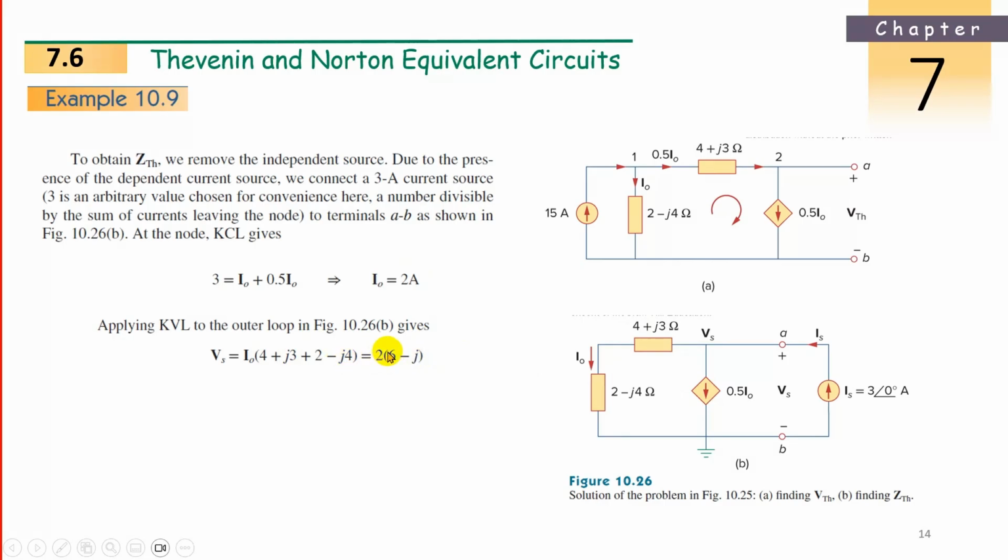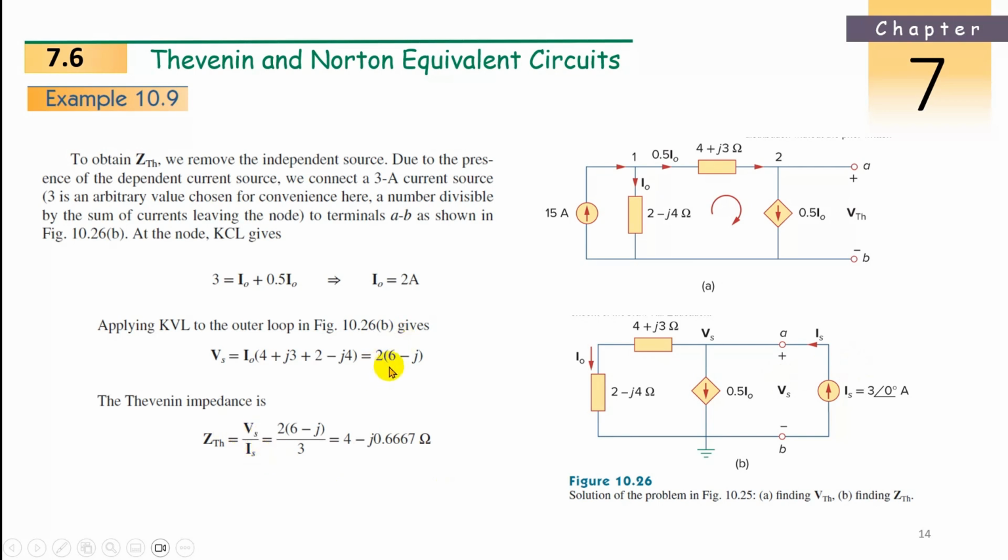So it is Vs, we got it. Now once we got Vs, what is Z Thevenin? Vs divided by Is. What is the Z Thevenin across A and B? It is nothing but V Thevenin, which is equal to Vs, that is Vs divided by Is. So Z Thevenin is nothing but Vs divided by Is.